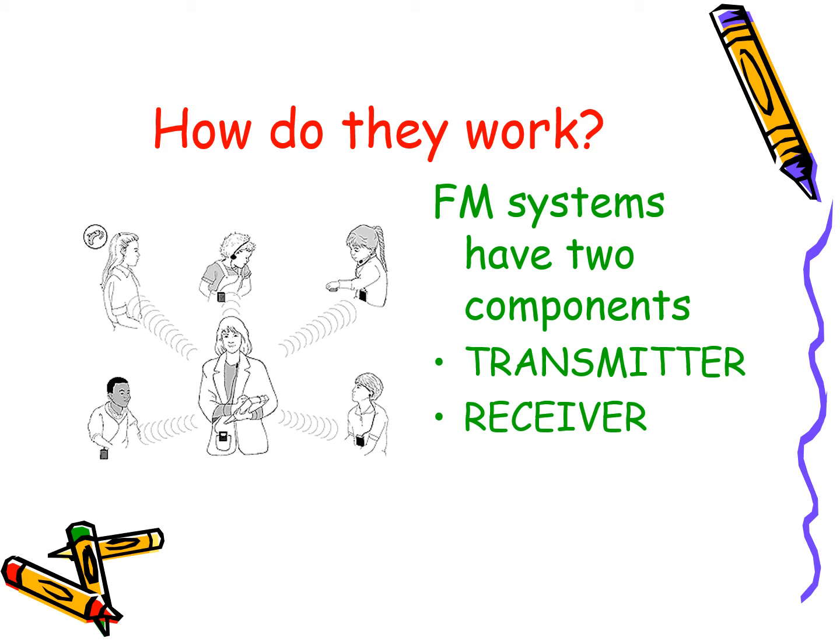How do they work? Actually, FM systems have two components. They have a transmitter and a receiver. We'll go into more details with this through the next couple of slides.